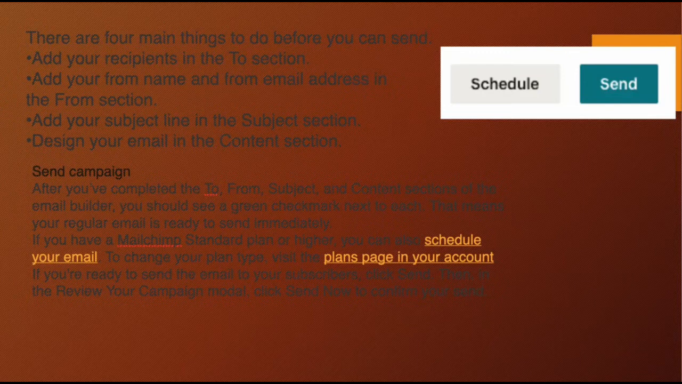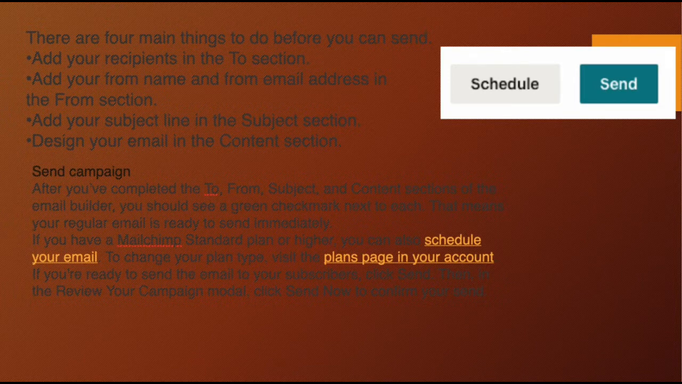There are 4 main things to do before you can send. Add your recipients in the to section so that your recipients can receive the mail. Add your from name and from email address in the from section. Add your subject line in the subject section. Design your email in the content section. Now make sure that the subject line is attractive so that your customers click through.